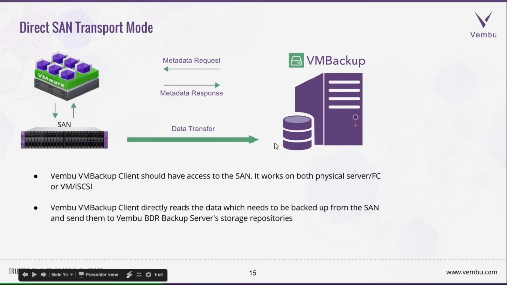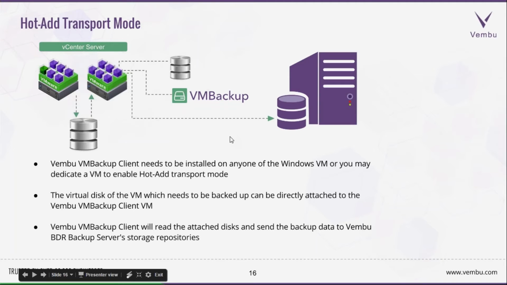backup server storage. And when it comes to hot add mode, the VM backup client will be installed in one of the virtual machines inside the source environment to be backed up, so that the disks of the other virtual machines will be attached to the VM in which the agent is installed. The agent will directly read the disk which is connected through that VM, and it will send the backed up data to the Vembu BDR server. So this is hot add mode.